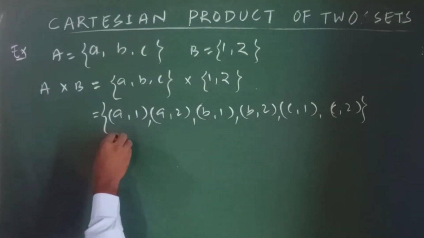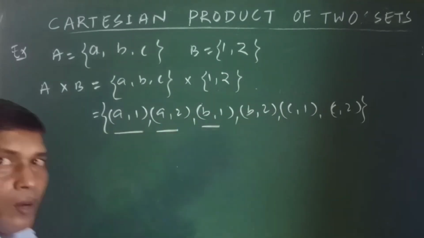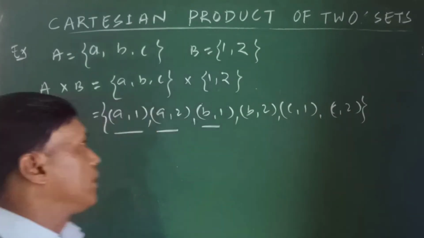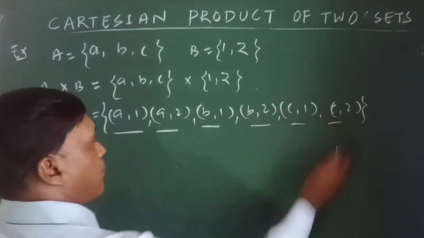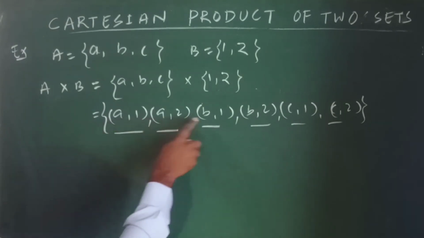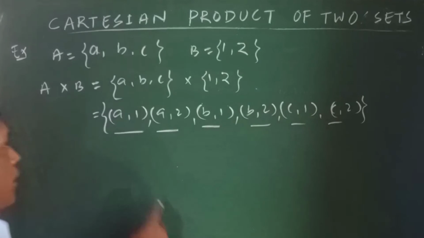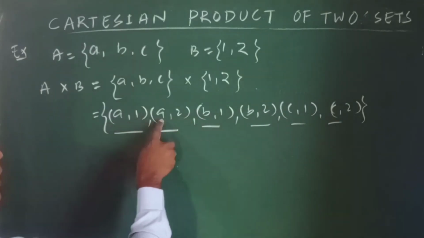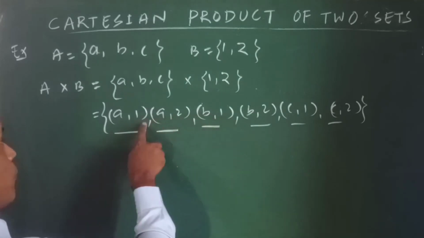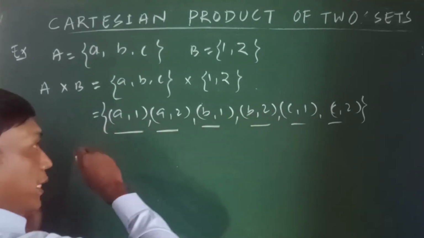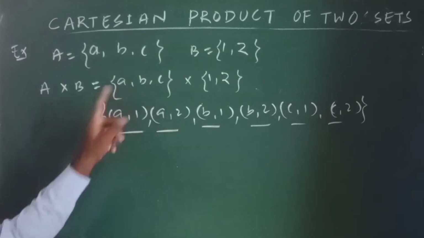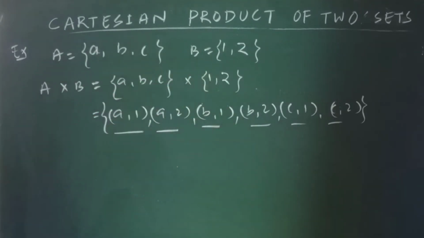Look here, each ordered pair is one element. That means there are 6 elements. The first components of each ordered pair, a, b, c, are in the first set, and the second components, 1 and 2, of every ordered pair are in the second set. So all the first components are in the first set and the second components are in the second set.